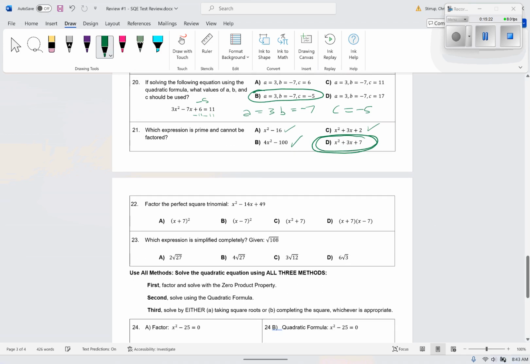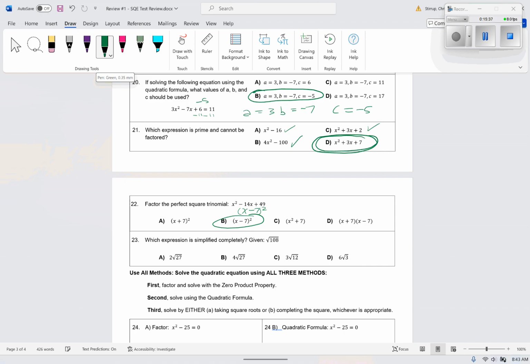Now we want to find the perfect square. So remember, we're going to go x, half of the middle term, bring that sign down, squared. So x minus 7 quantity squared. So it's right there.